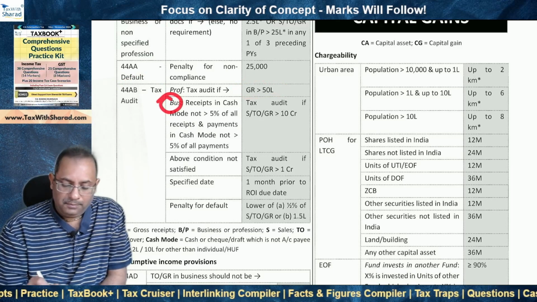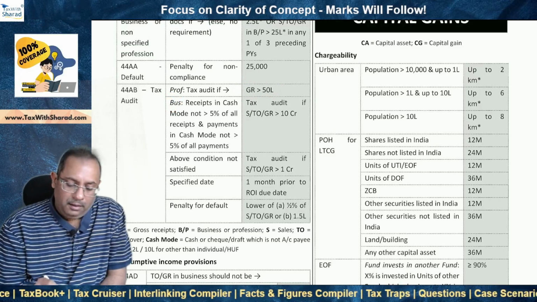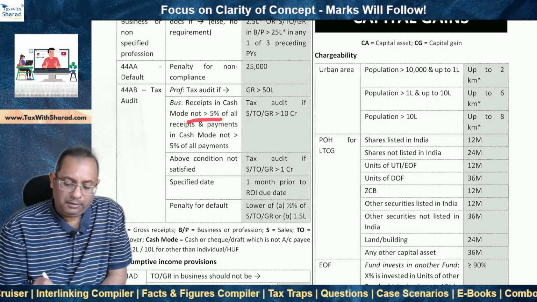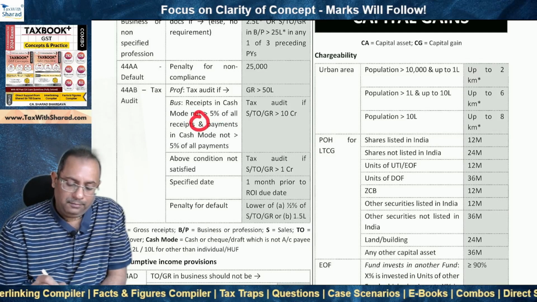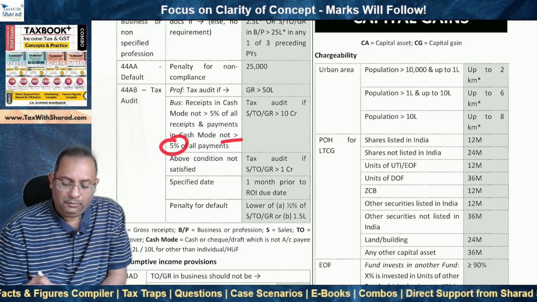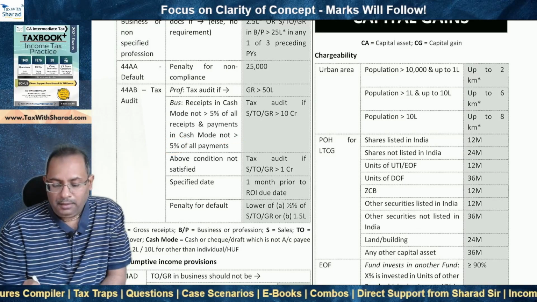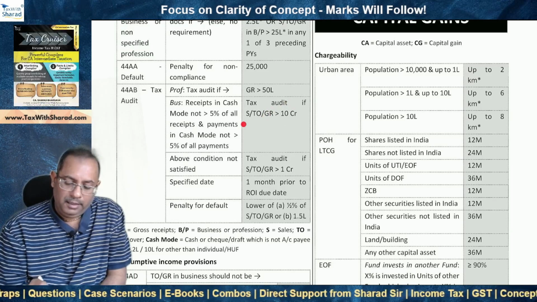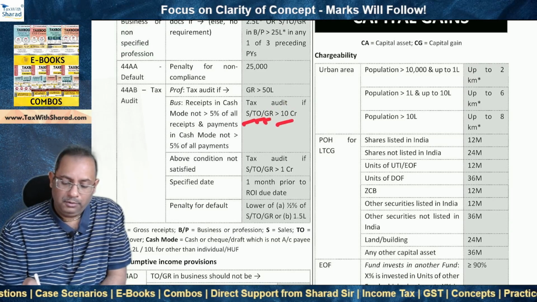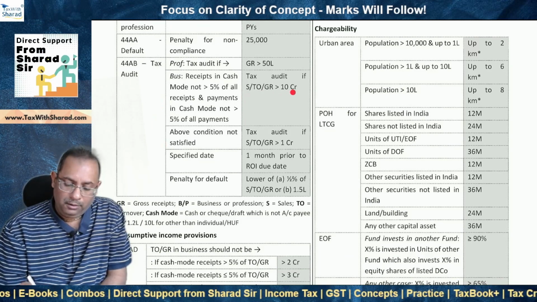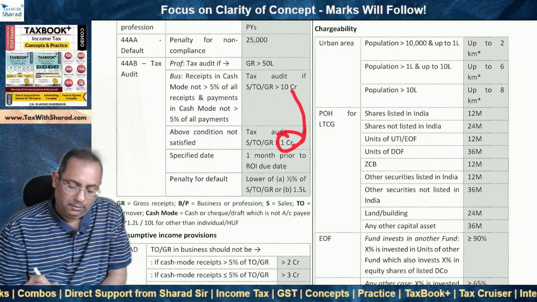In case of business, where the receipts in cash mode are not more than 5% of all receipts and payments in cash mode are not more than 5% of all payments, the limit for tax audit is 10 crore. So tax audit is required only if sales turnover or gross receipt is more than 10 crore. If the above condition is not satisfied, then this 10 crore limit becomes 1 crore.